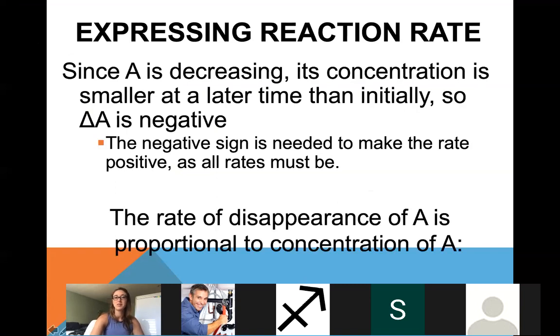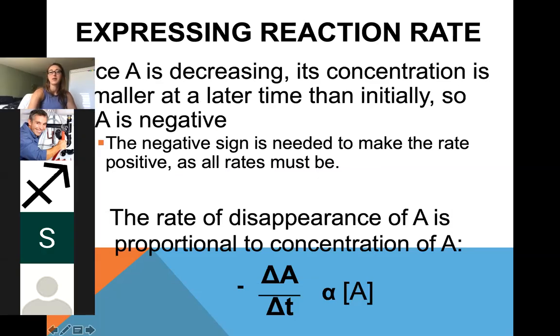So the rate of disappearance of A is proportional to the concentration of A. The change in it, a negative change over the change in time, and this little alpha symbol right here represents "proportional to." So the change in concentration of A over the change in time is proportional to the concentration of A, or the rate of disappearance of A is proportional to the concentration.